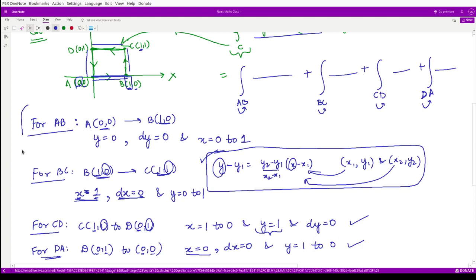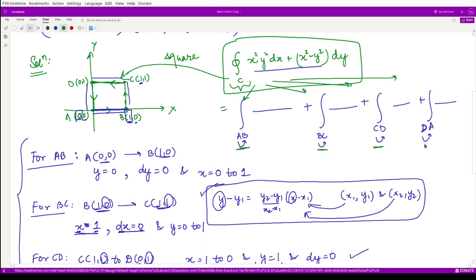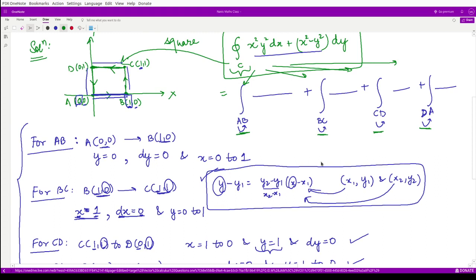So using all this information, I can now substitute all these values in place of this particular integral. So I have broken down this integral into these 4 parts. Now in all of these 4 parts, using this information about the paths, I can substitute the values and then evaluate this integral. So let's do that.